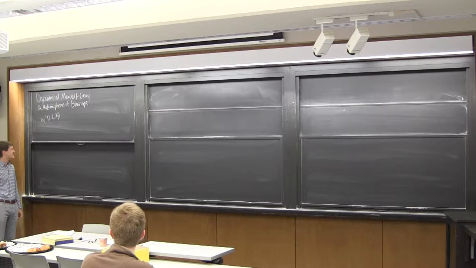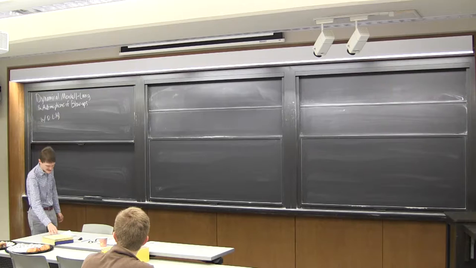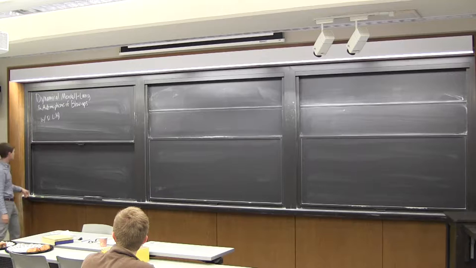Okay, so let me start off by telling you what this dynamical Mordell Lang conjecture is. It's kind of a conjecture out of arithmetic dynamics, and my goal today is to explain to you how you can use it to solve some more geometric problems. So here's the conjecture we're talking about.